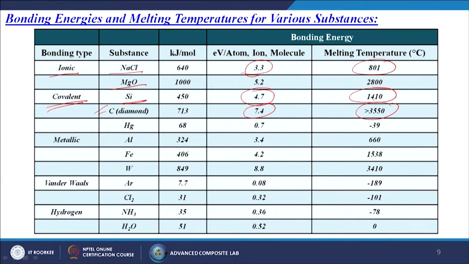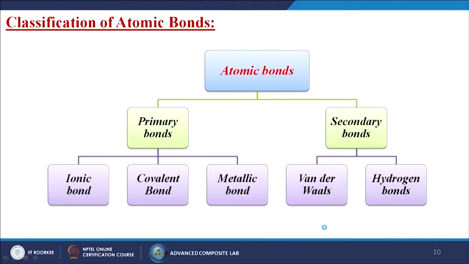When we are talking about metallic bonding, for metals like aluminum, it is 3.4, and its melting temperature is 660 degrees centigrade. When we are talking about van der Waals bonding or van der Waals interactions, generally for argon it is 0.08 and the melting temperature is minus 189. It is very weak bonding. When we are talking about hydrogen bonding, generally for ammonia we get 0.36 and the melting temperature is minus 78.